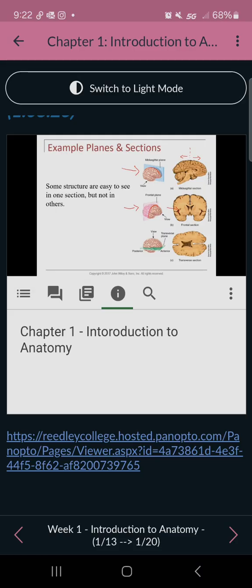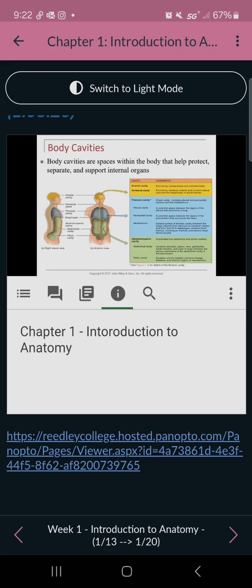And then here we have a transverse section. For the transverse section, remember we said that it divides the brain into superior and inferior, the upper part and the lower part of the brain. So this would be the transverse section.